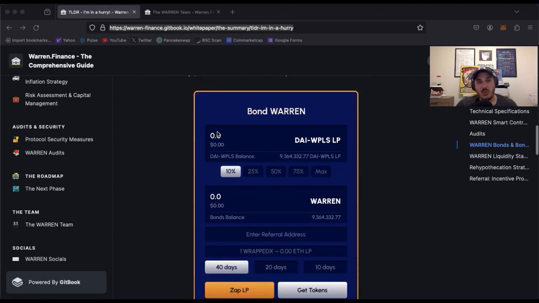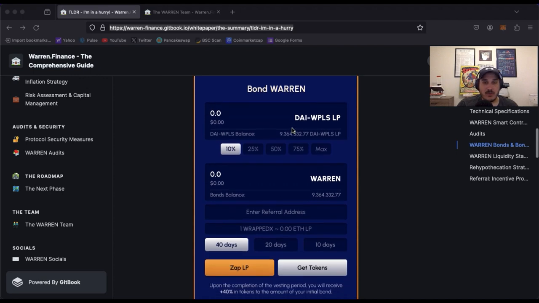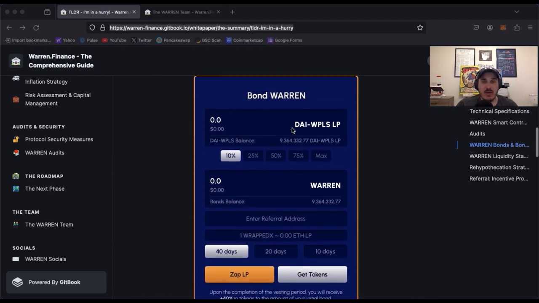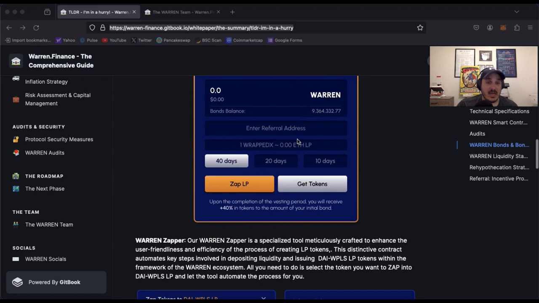Now this is what the UI is going to look like, which again on a future video I will go into more detail, probably show you a demo exactly how it works.